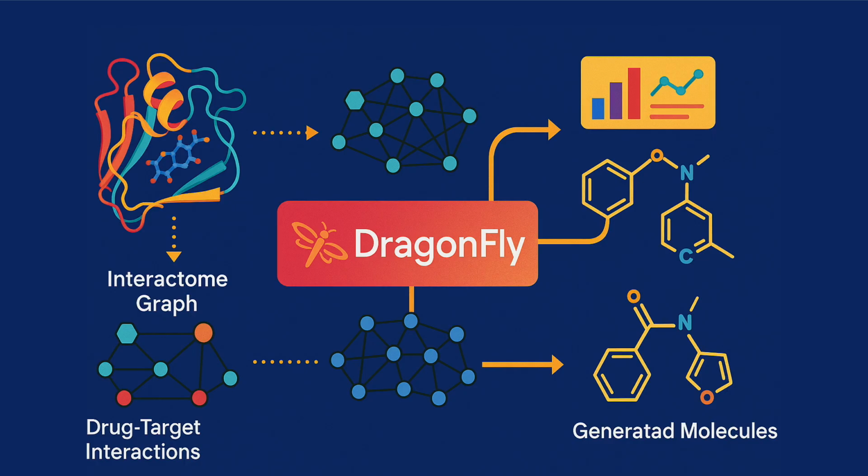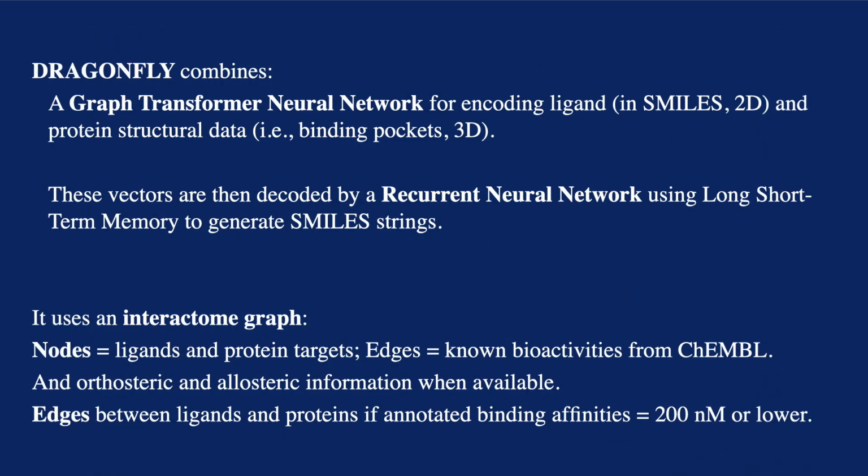They also often require fine-tuning on task-specific data, which isn't always available, especially when you're working with a new protein target. That's where Dragonfly comes in, a deep learning framework that tries to solve these problems. It introduces an approach called interactome-based design. So, what does that mean?